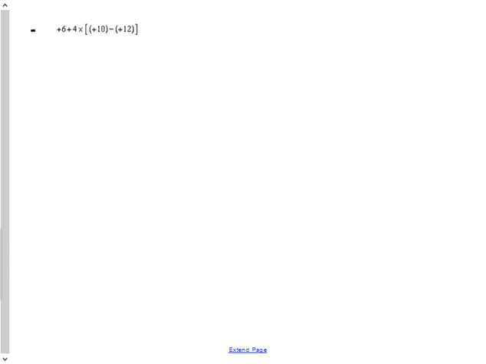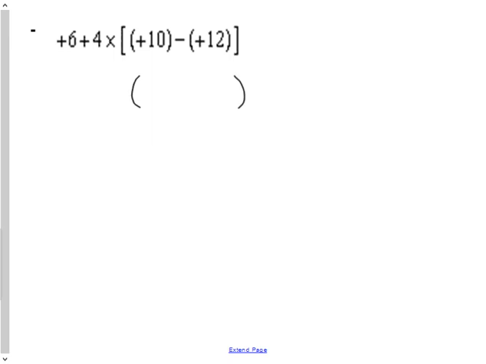Question 2, make it a little bit bigger here. It says +6 plus 4 times the difference between +10 and +12. So the first thing is, if I look inside these brackets, it really just says 10 take away 12, right? So I don't need to have the square brackets because I can just say 10 take away 12. Round brackets are sufficient. 10 take away 12 is exactly what this says right here. So these two parts are identical, okay?